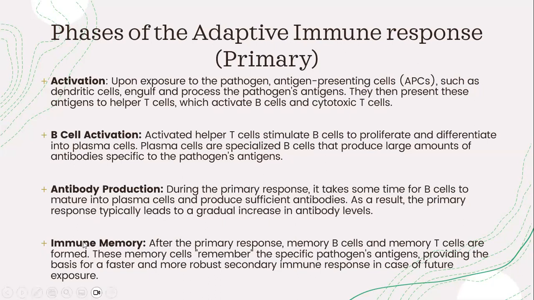And then you have immune memory. So that's when you produce the memory cells for both B cells and T cells. And these remember the pathogen, and these don't die off easily.